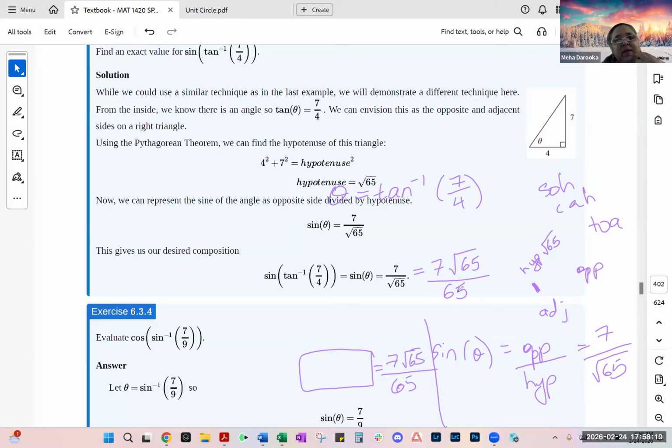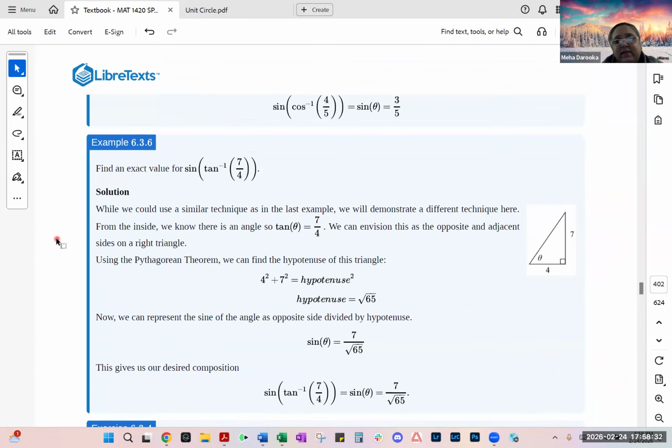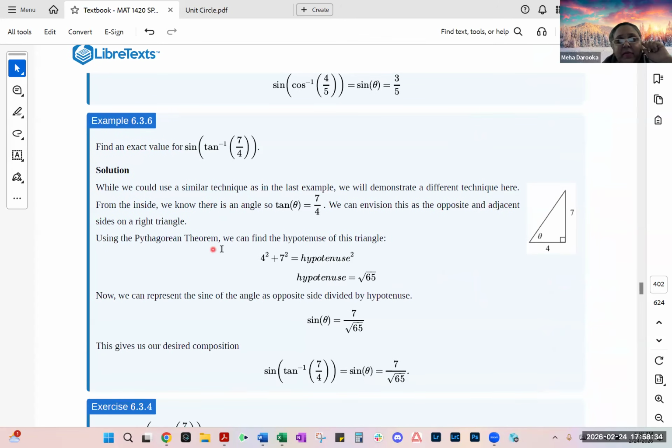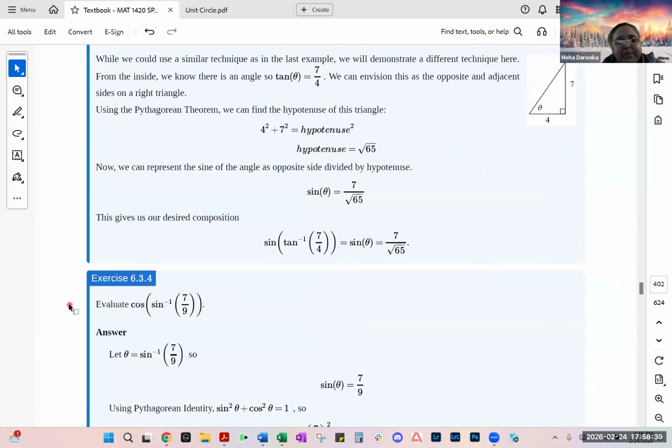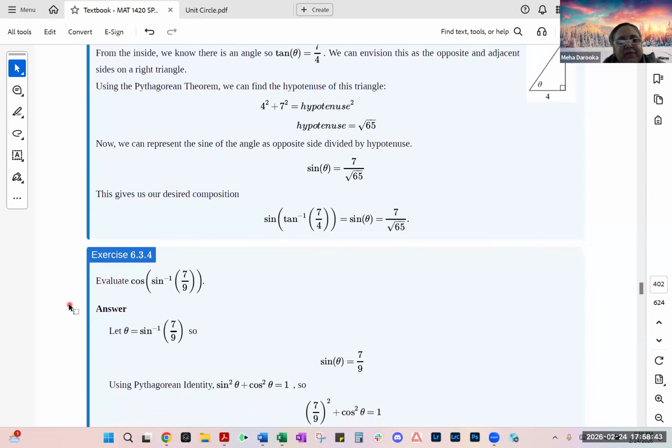Everybody okay on that one? So two different techniques, right? We're using the Pythagorean identity with sine squared plus cosine squared equals 1. Or in this example that we just saw, we are looking at using the right triangle and then using the Pythagorean theorem to help us simplify this example. So something similar happening here in 6.3.4.